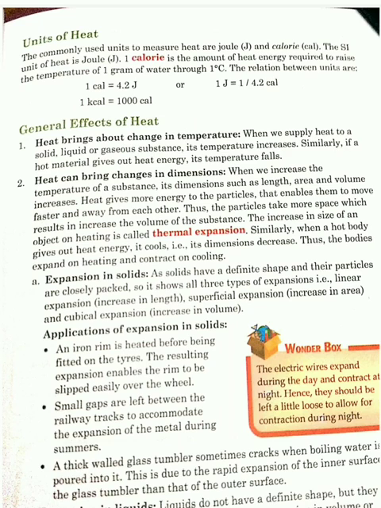And 1 calorie is equal to 4.2 joule, or we can say 1 joule is equal to 1 upon 4.2 calories. And if you talk about kilocalories, 1 kilocalorie is equal to 1000 calories. Okay, so I think up to here it is understood to you.